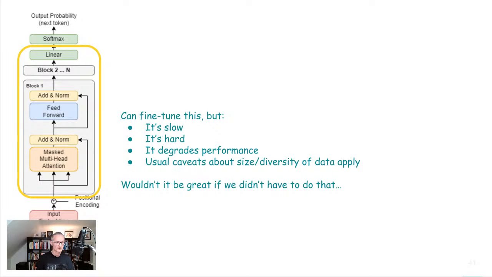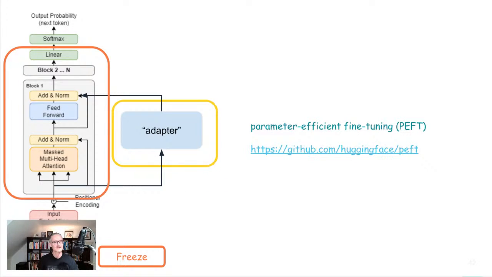And so it's slow. It's hard to do, because it's quite hard to say that if I change this weight, how's that going to change another weight? It degrades performance because of that. You might nudge it in one direction, but it turns out that you've completely wrecked its logical reasoning performance. Also, you've got the usual caveats about size and diversity of data that apply in general ML problems, where you need a data set size that is proportional to the size of your model. And so if we've got billions of parameters, you sure need billions of examples of data. Wouldn't it be great if we didn't have to do that?